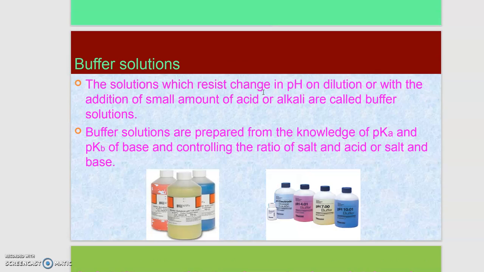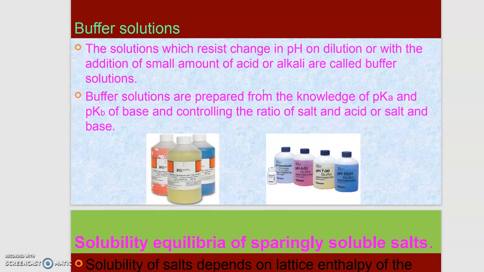The next one is buffer solution. A solution which resists the change in pH on dilution or with the addition of a small amount of acid or alkali is called a buffer solution. If we take some solution and add a small amount of acid or base, it will not change its pH. It has a constant pH. Such solutions are known as buffer solutions.